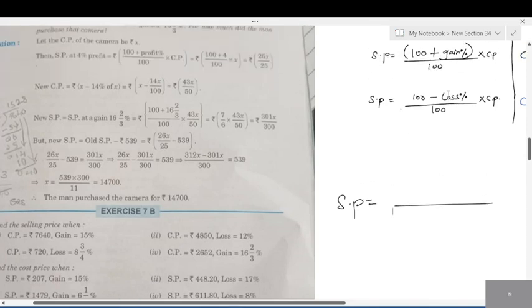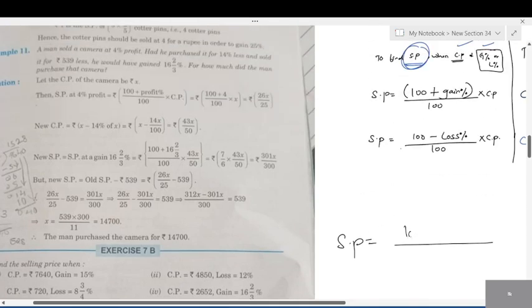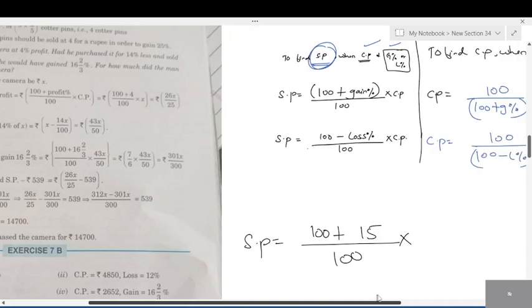So what's the formula, students? What's the formula? 100. What is gain percent given? Yeah, what is gain percent? Just take the value 15, right? Gain percent is 15 divided by 100 into what is cost price value? Yes, 7640.